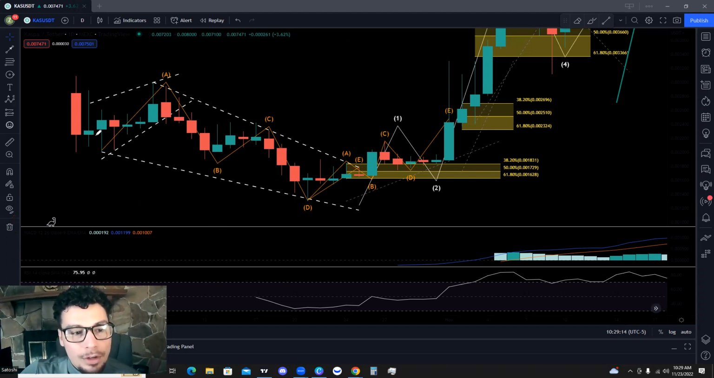But I went over the previous video, right? And we have some wedges right here. Okay, we have a rising wedge. This is a bearish pattern. You get a move to the downside. And then we have a bullish pattern known as a falling wedge, right?